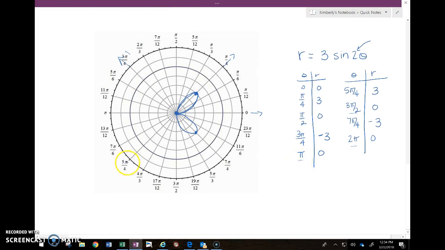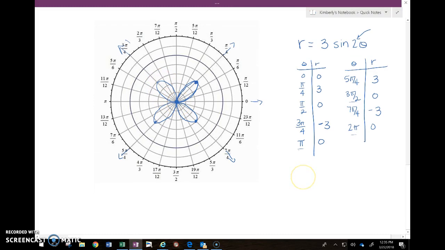For 5 pi-fourths, down here in the third quadrant, we get another positive r at 3, so 1, 2, 3. We just finished up that second petal in the fourth quadrant, and we're making a third petal in the third quadrant, and then finishing up at 7 pi-fourths, we get the last negative, which is going to give you the fourth petal, up here at 3 pi-fourths.